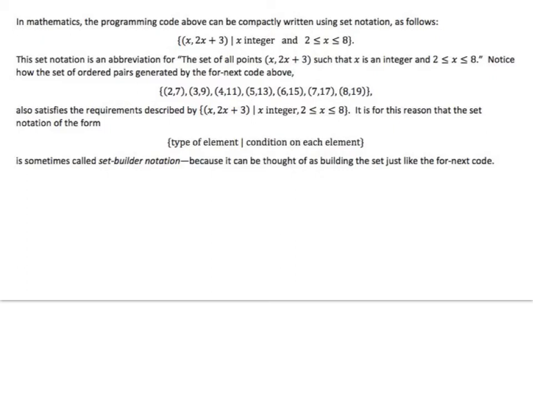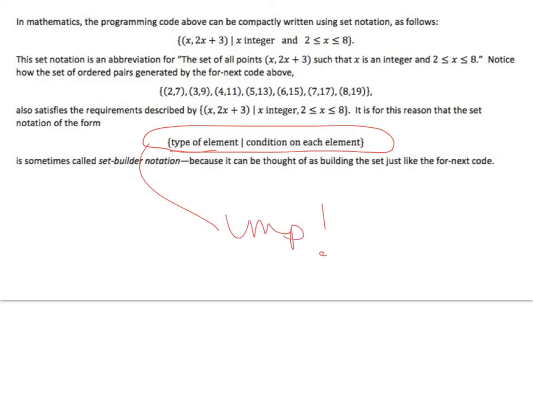Notice how the set of ordered pairs generated by the for next code above is given. I've still got the set of all points written in. Also satisfies the requirements described by the set of all points x and 2x plus 3, such that x is an integer and between 2 and 8. It is for this reason that the set notation of the form type of the element, such that condition on each element. This is what we're working towards. Okay? It's important. It's called set builder notation because it can be thought of as building the set just like the for next code.